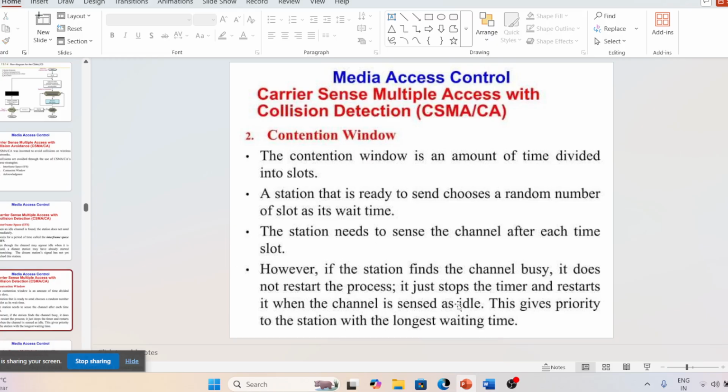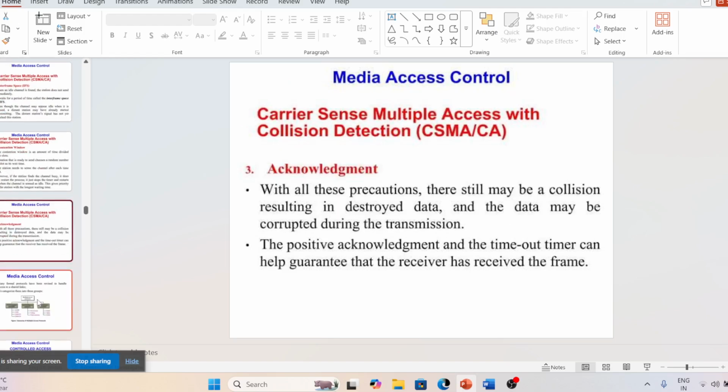Okay. So however, if the station finds the channel busy, it does not restart the process. It just stops the timer and restarts it. Again, it is going to sense it. Then we are having the acknowledgement. Even with all these precautions, there still may be a collision resulting in destroyed data. So the data may be corrupted during the transmission.